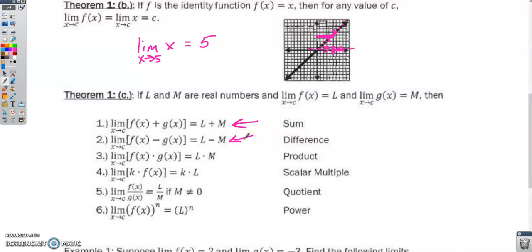If you take the limit as x approaches c of the product of two functions, it's the product of their limits. If you take the limit as x approaches c of a constant times the function, that's equal to the constant times the limit of the function. If you see the limit as x approaches c of the quotient of two functions, it's the quotient of the limits as long as the one in the denominator is not equal to 0. And if you see the limit as x approaches c of a function raised to a power, that's equal to the limit raised to the power.